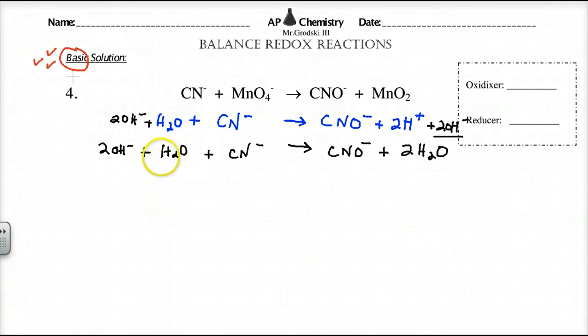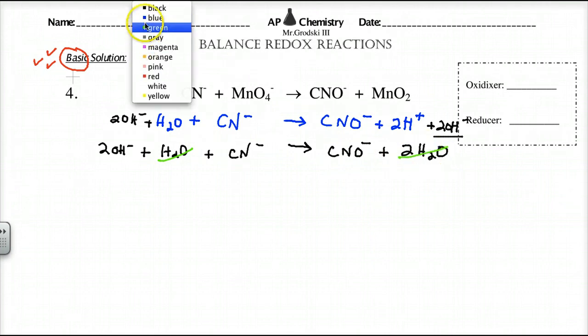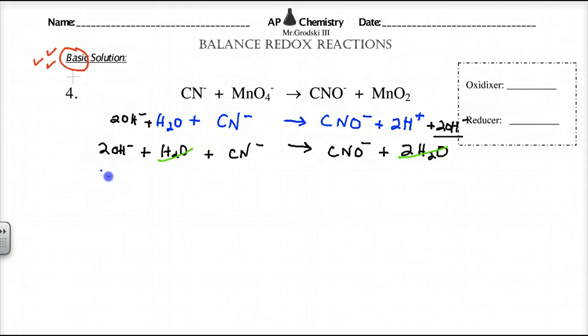I notice there's a water on this side, and there's 2 waters on this side. So I can clean this up a little bit. Now I'm going to rewrite it one more time. Okay, and it's going to be 2 hydroxides plus the cyanide ion, because I just lost the water, plus this ion, and I lost one of the waters, right? Because I canceled off one of the waters, so this becomes just H2O.